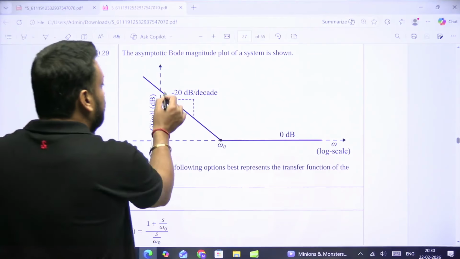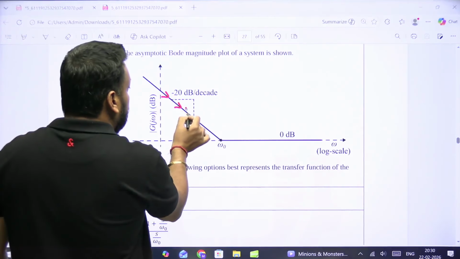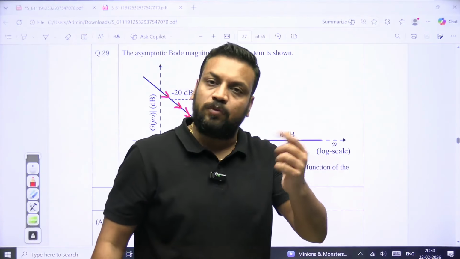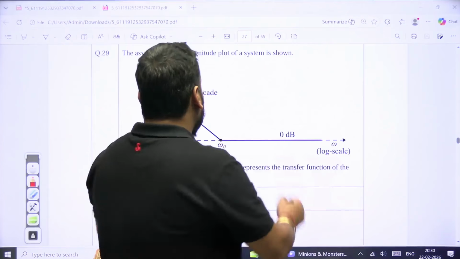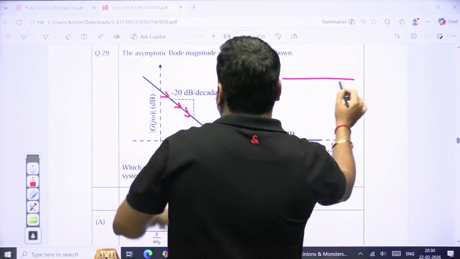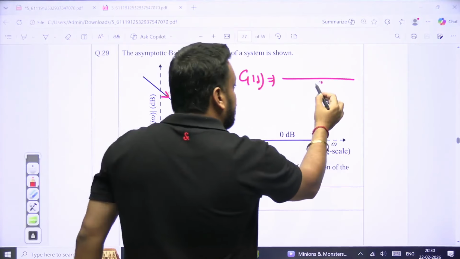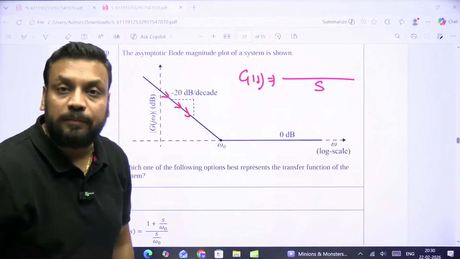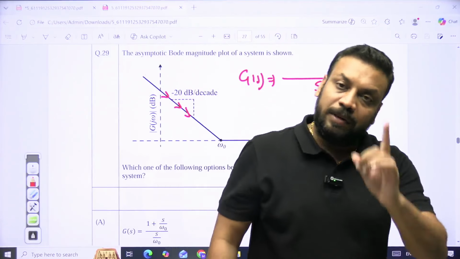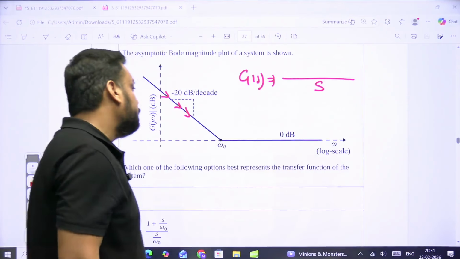What is the first step? First you need to check the initial slope. Initial slope is minus 20 dB per decade. We know that minus 20 means one pole, plus 20 means one zero. So because the initial slope is minus 20 dB per decade, it gives me one pole at origin. It gives me one pole at origin for sure. It means one pole will definitely come at the origin.